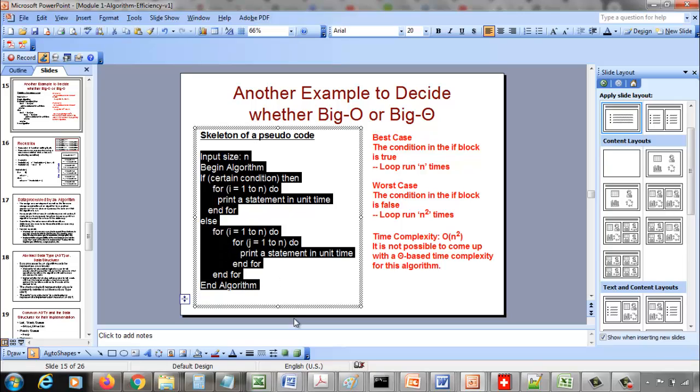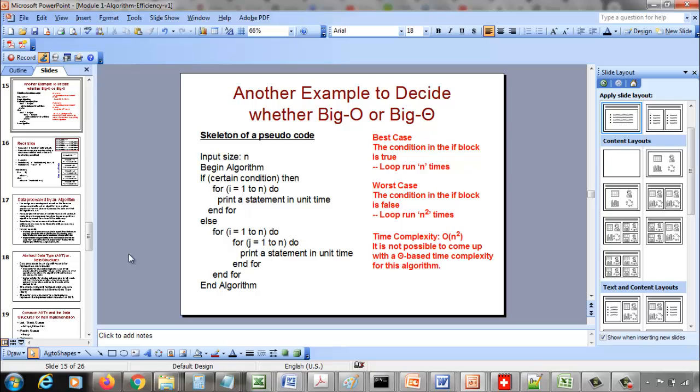Now remember, you cannot say it is theta of n squared, because when I use theta, it should be a tight bound. That means the algorithm should always run something corresponding to printing n squared times. And we see in this case it's not. As a best case, it could just print n times, and n is different from n squared. They go at different rates. So you cannot say it is theta of n squared. We have to say it is big O of n squared.